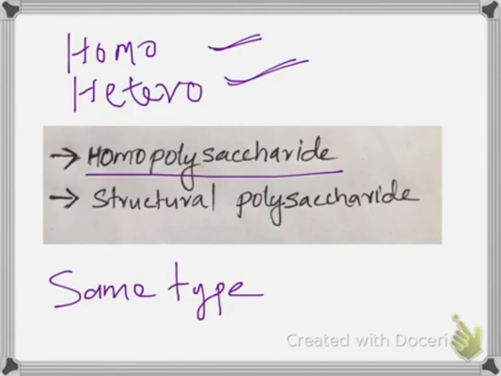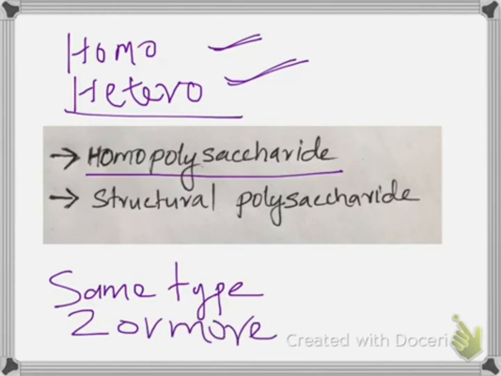Now what is heteropolysaccharide? Heteropolysaccharides are polysaccharides which are made up of two or more different types of monosaccharide units, or they are polymers of two or more different monosaccharide units.